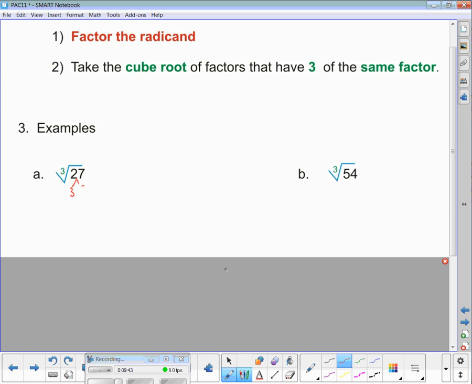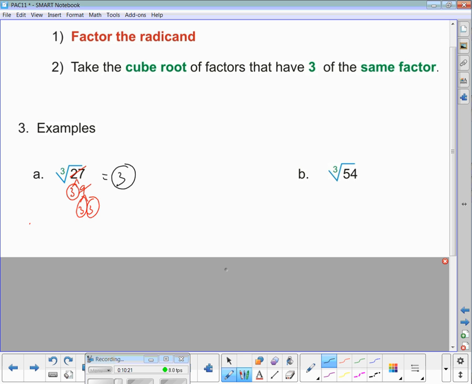27 is 3 times 9. Agreed, right? And hey, 9's not prime, so let's keep going. 9 is 3 times 3. Do you see how we have 3 times itself 3 times? Here's the question. What number times itself 3 times is 3 times 3 times 3? The answer is 3.